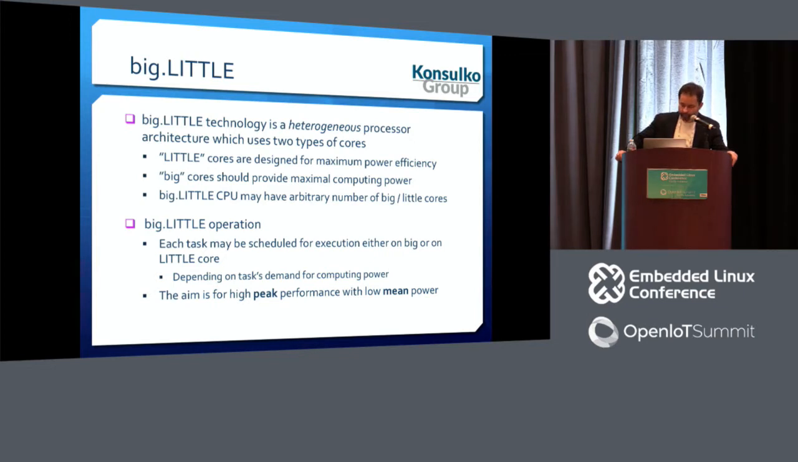Each task in the big.LITTLE architecture may be scheduled for execution either on a big or little core. There's no limitation to that. And the aim is high peak performance with low mean power. So the big.LITTLE architecture targets high peak performance with low mean power, which is specific to battery-operated mobile devices, primarily Android devices.